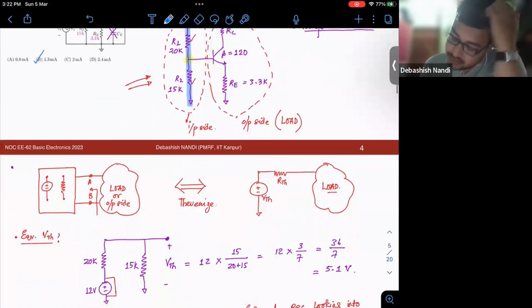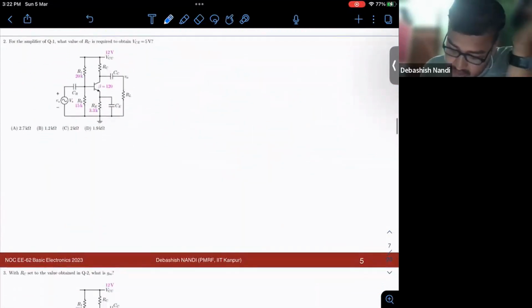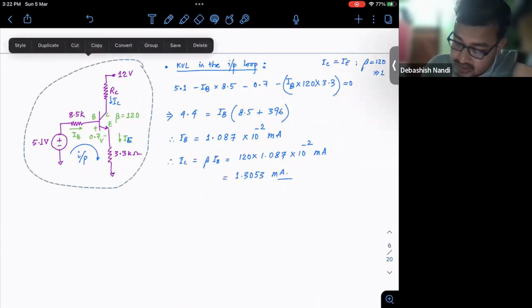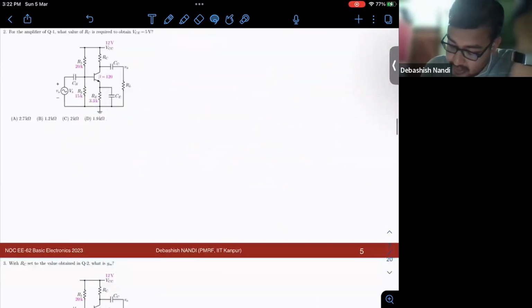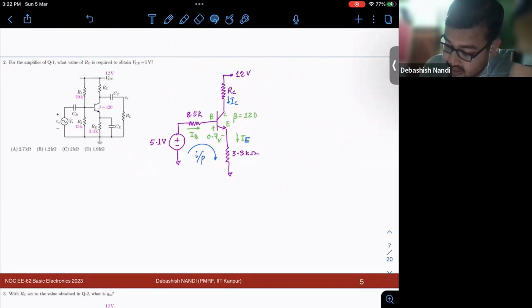Okay, so let's move on to the next problem. The same circuit is given. They want us to find the value of RC when my VCE is 5 volt, right? So let me just copy this equivalent circuit because my input side is not changing. The input side remains the same.